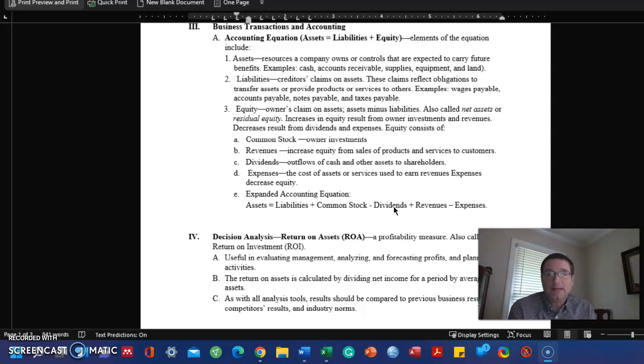Anyway, dividends. So common stock is a plus, dividends is a minus because they're paying out and it lowers equity. Revenues increase equity, and expenses lower equity.